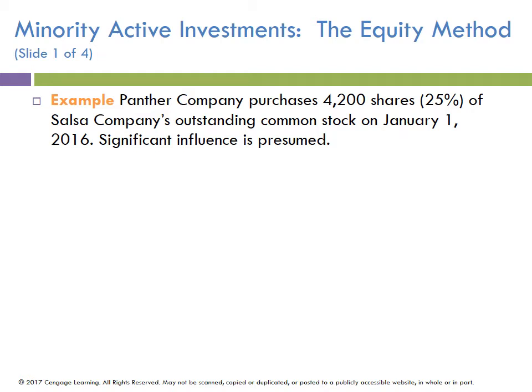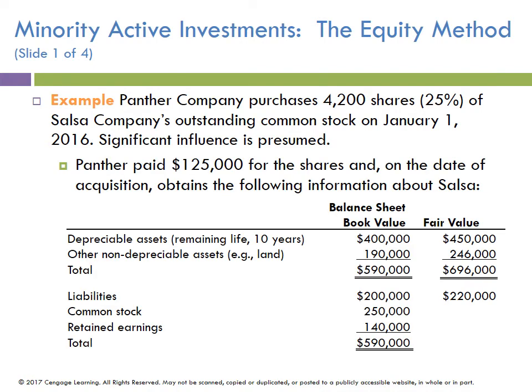Panther Company purchases 4,200 shares or 25% of Salsa Company. So right there, we own more than 20%. We have significant influence. The day you purchase it, just like any other time you purchase an investment, you debit the investment account for cost, credit cash. Now, there's something else that we need to worry about. Panther paid $125,000 for the shares. And on the date of the acquisition, they found out the following about Salsa. Salsa's assets have a fair value of $696,000, and its liabilities have a fair value of $220,000.